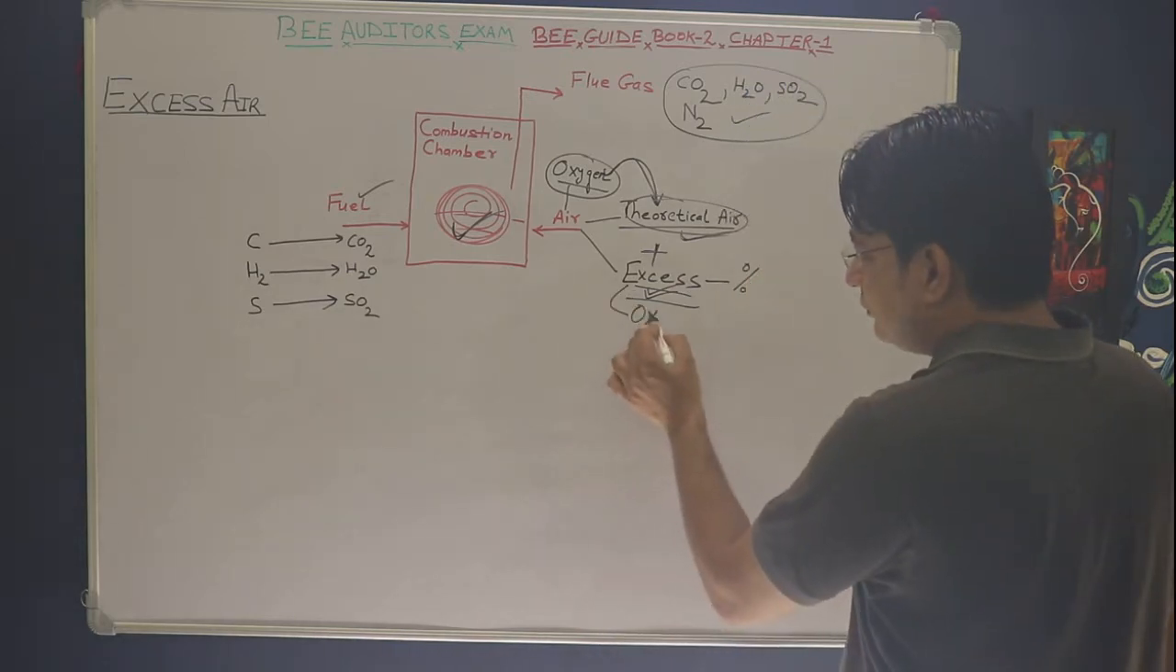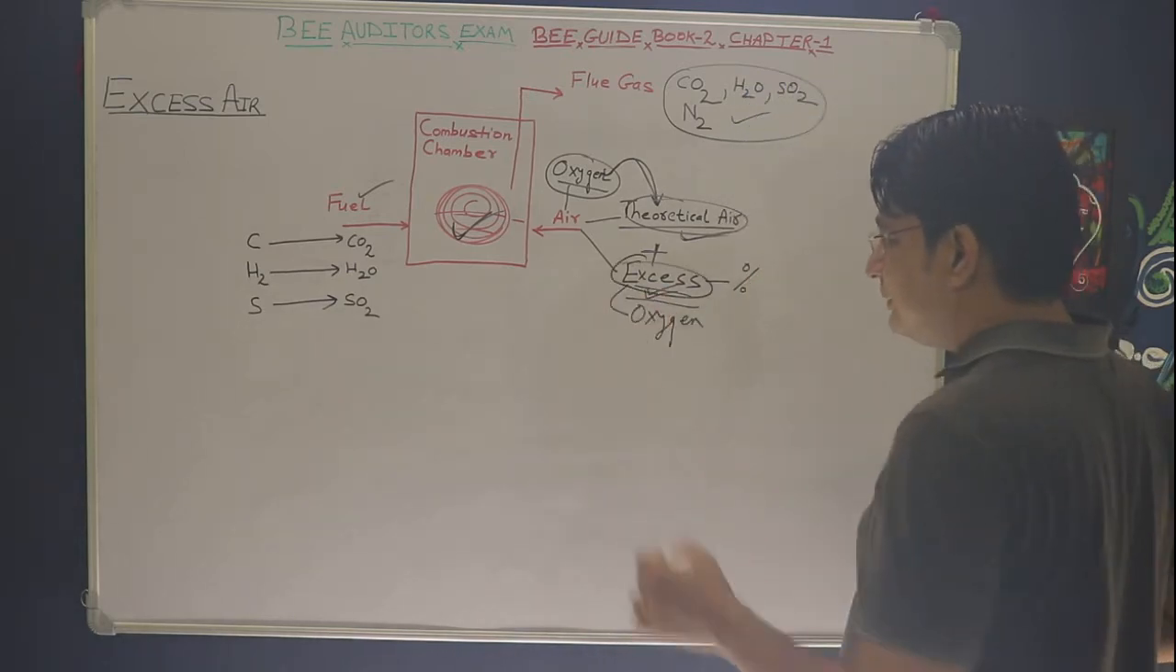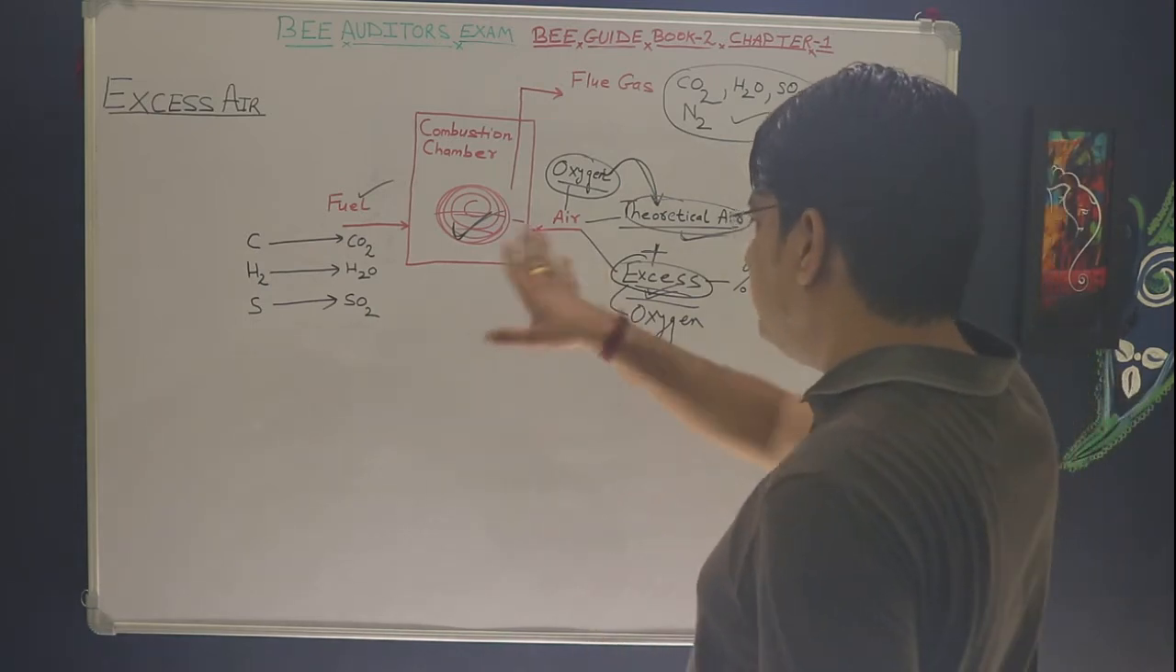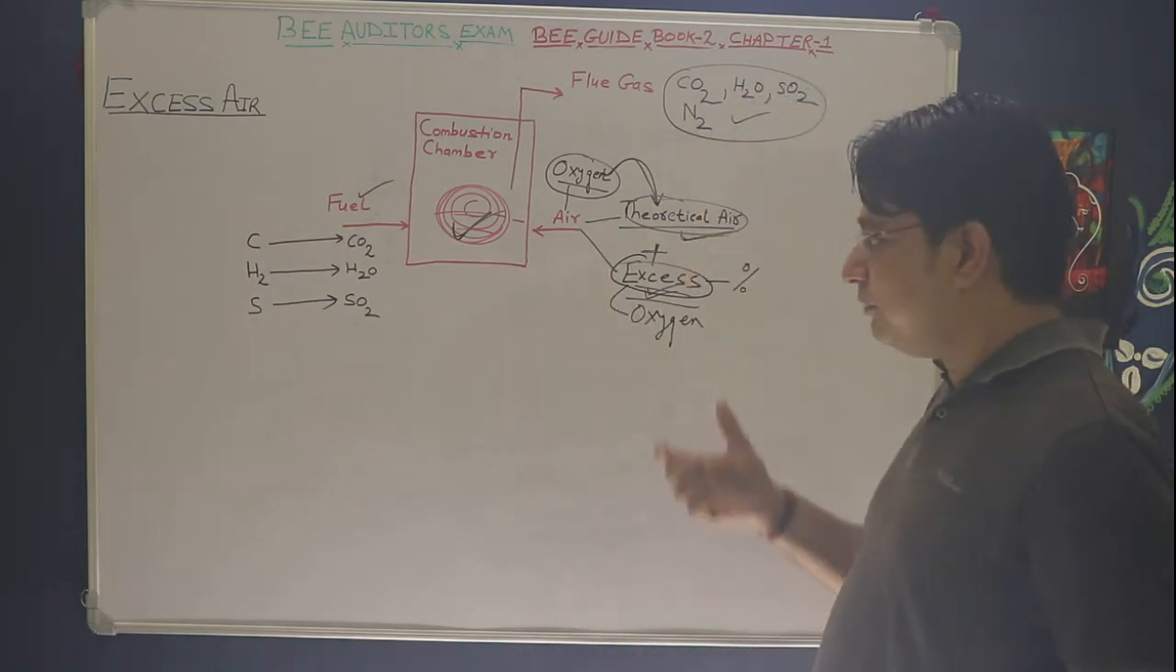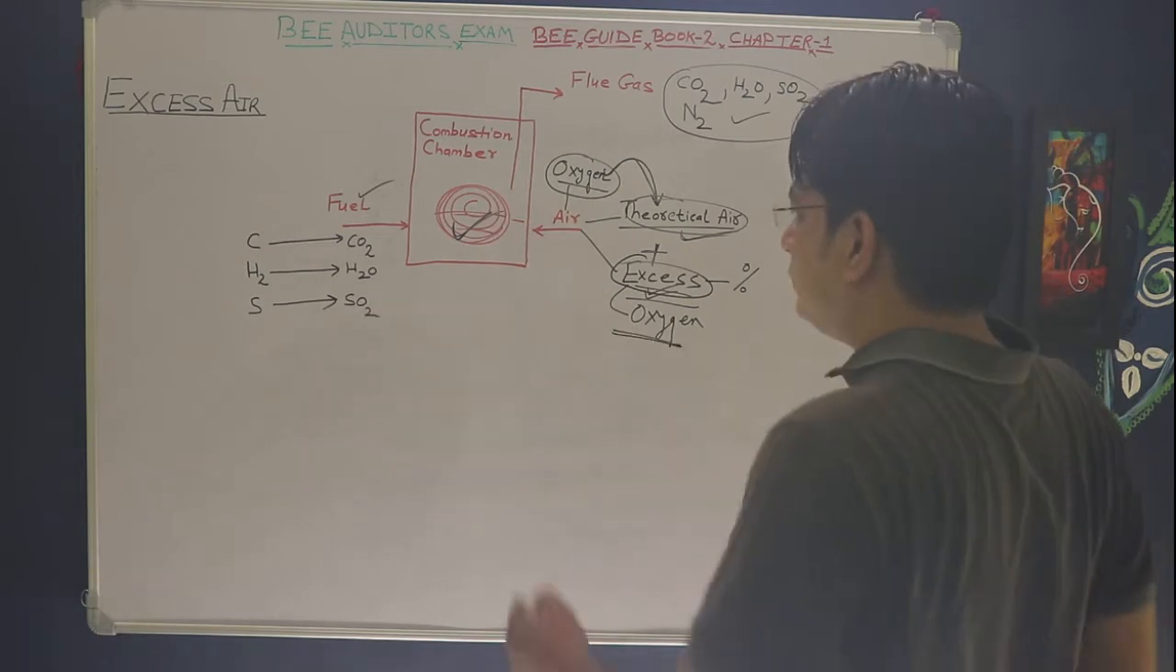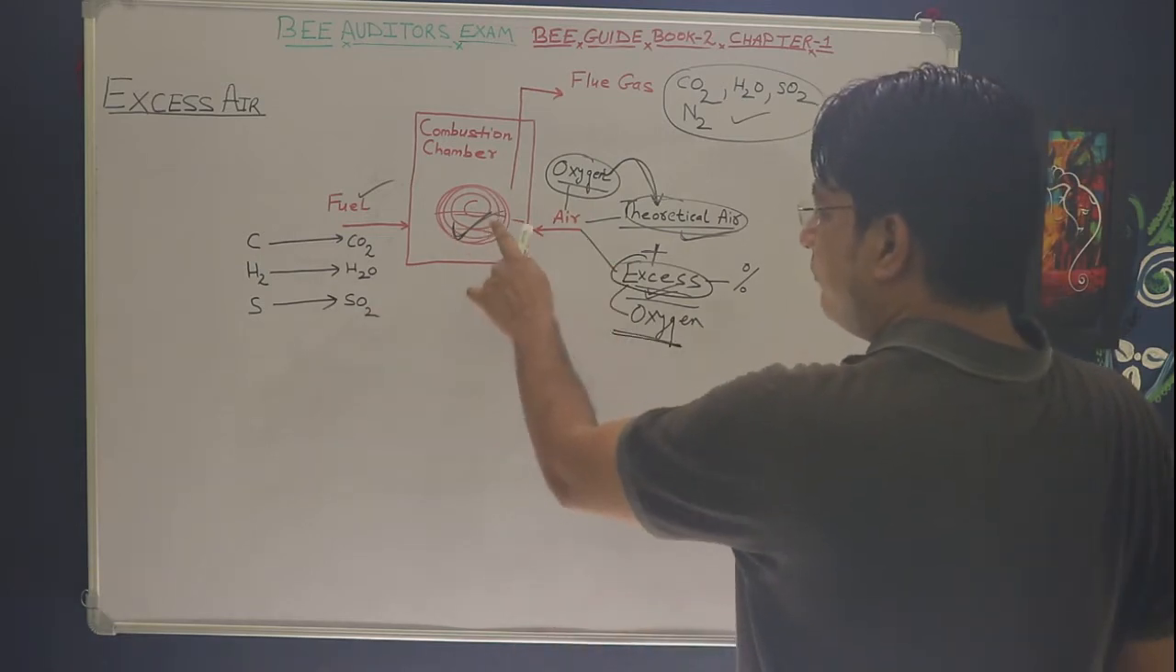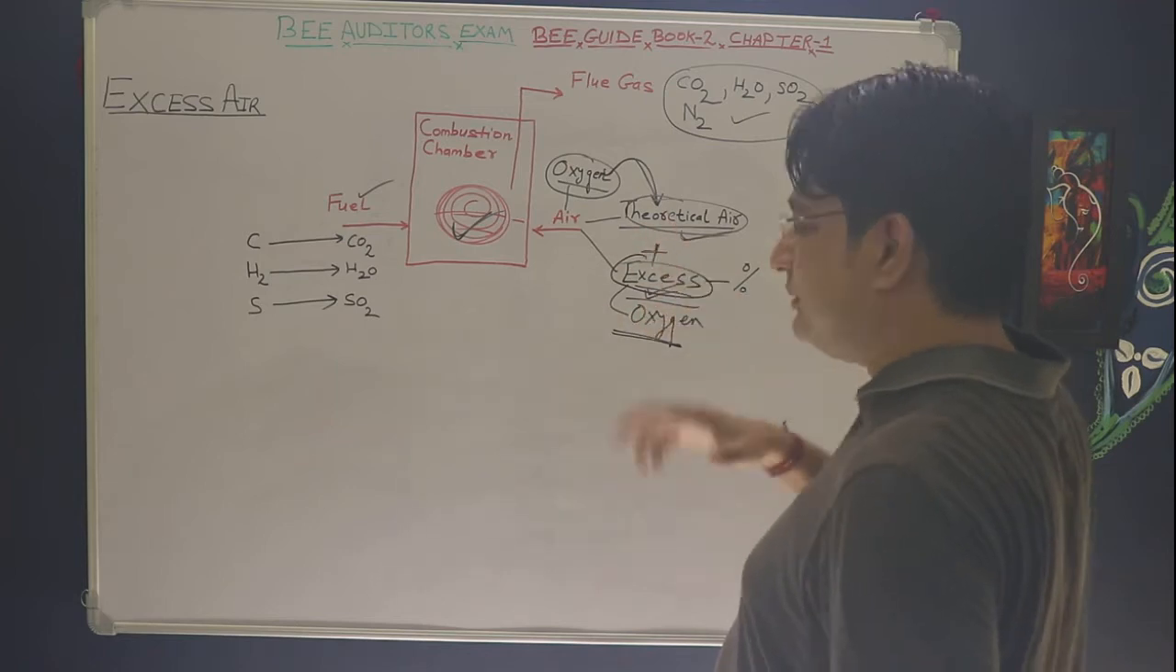So what about the oxygen which is present in this excess air? That oxygen will not take part in any of the reactions because it is not required as such, because the oxygen which is required for the combustion has already been supplied by this theoretical air.